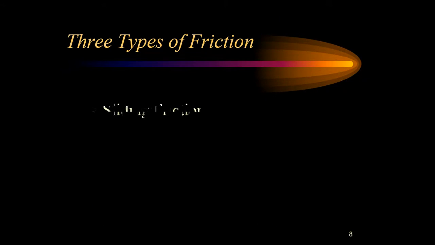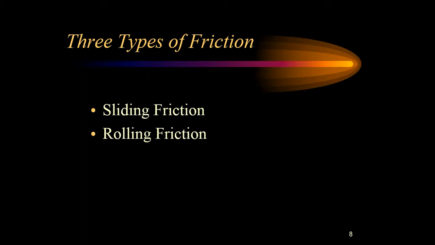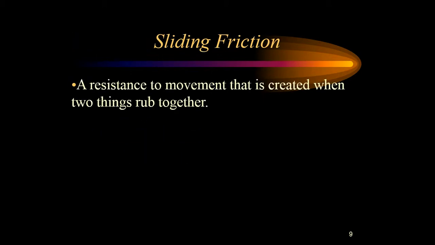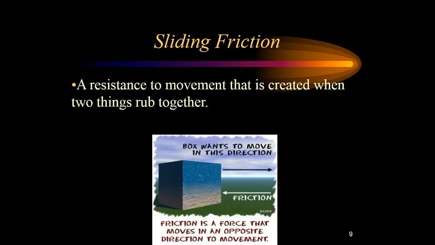There are three types of friction. The first is sliding friction, then there's rolling friction, and finally fluid friction. Sliding friction is a resistance to movement that's created when two things rub together. In this picture, the box wants to move toward the right, but friction is keeping it from doing that because friction is pushing towards the left.